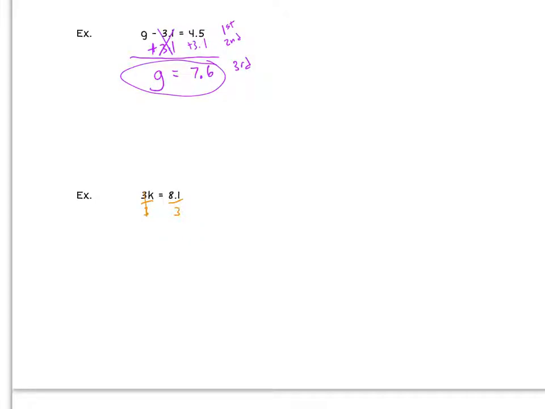K equals, and you're going to do 8.1 divided by 3. What do I do with my decimal when I'm dividing? You don't drop it. You put it straight up. So does 3 fit into 8? Yes, 2 times. Subtract, bring down the 1. Does 3 fit into 21? 7 times. And we're left with 0, so we have K equals 2.7.